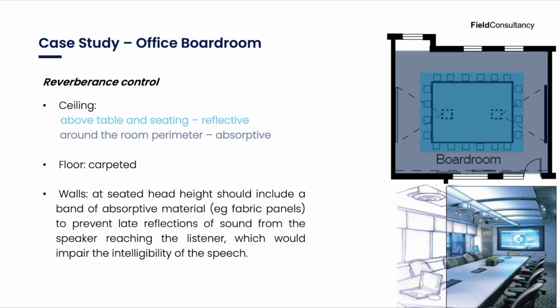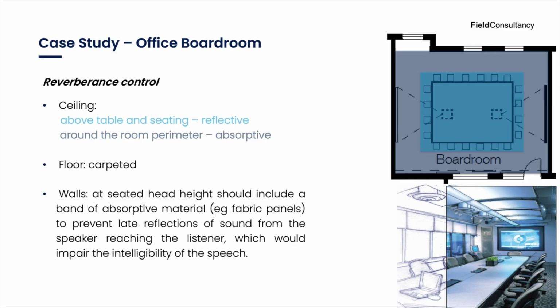Let's look at the case study of an office boardroom. Again, to provide clear, intelligible speech, the ceiling above the table should be sound reflective. This would provide a useful first order or first bounce reflection of direct sound off the ceiling to the other occupants within the boardroom.